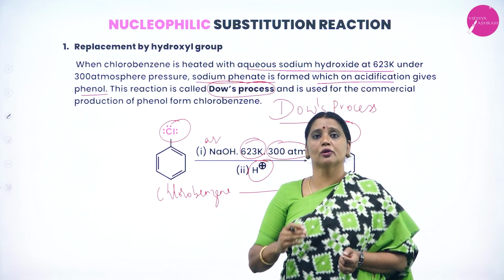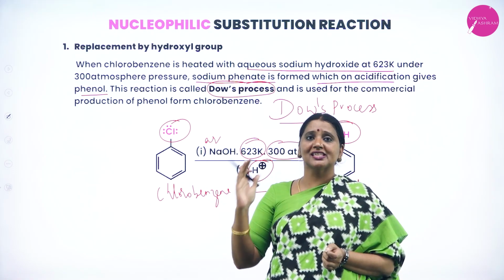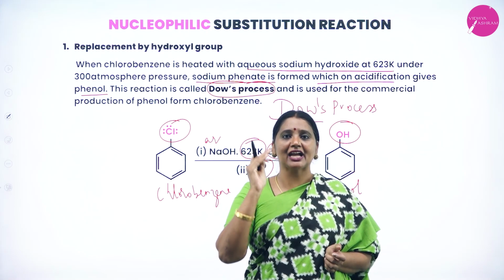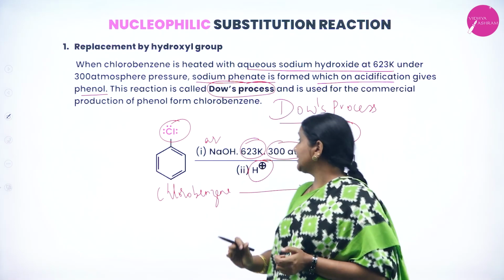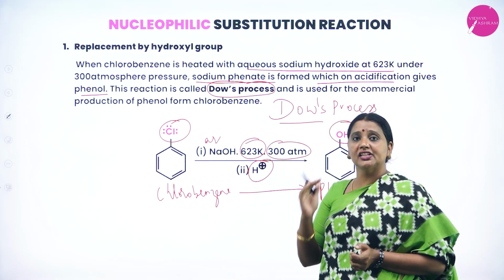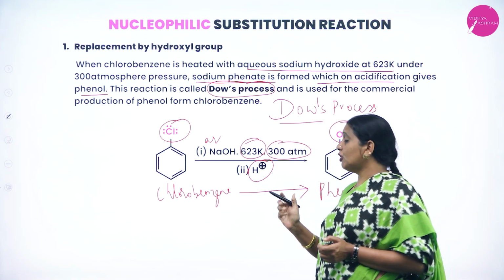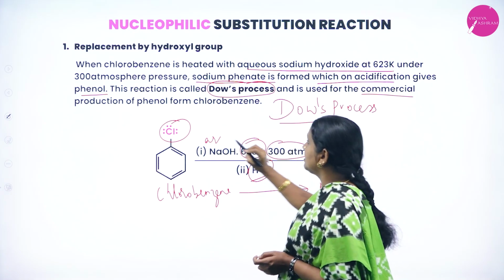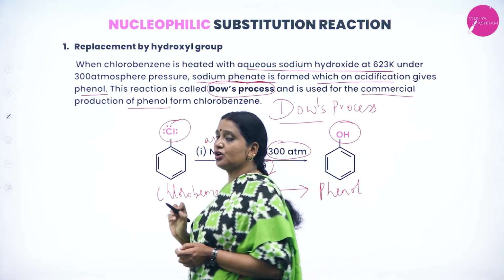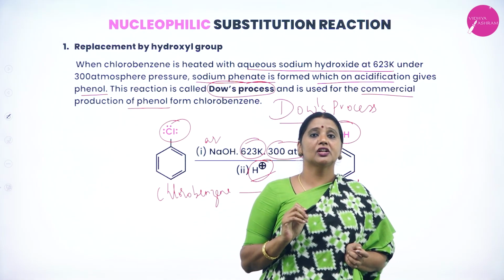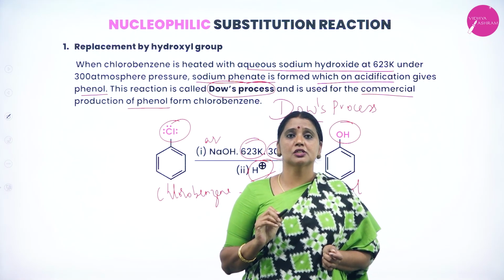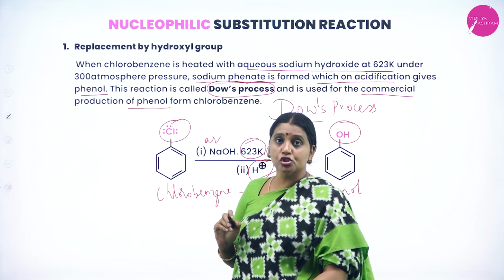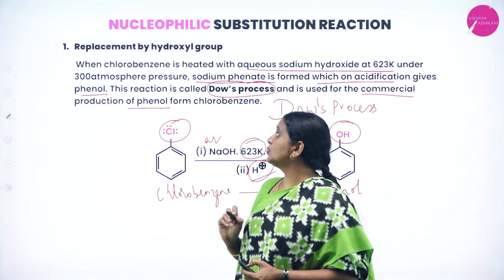How do you convert chlorobenzene into phenol? Chlorobenzene can be converted into phenol by heating with aqueous sodium hydroxide at 623 Kelvin and 300 atmospheric pressure, followed by acidification, and it is a commercial method of production of phenol. Commercially, how is phenol produced? By one method, called Dow's process.